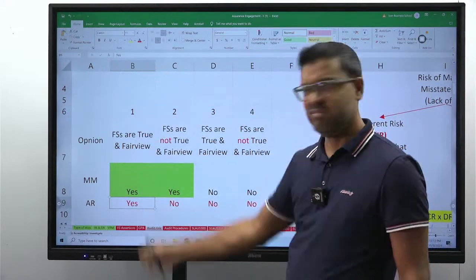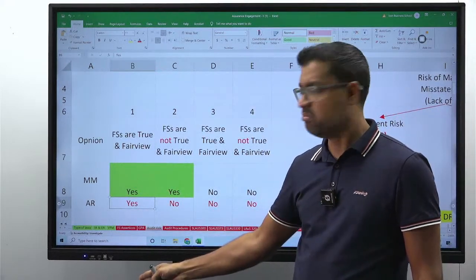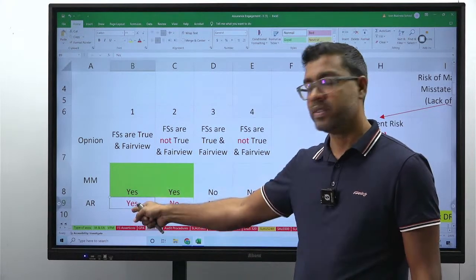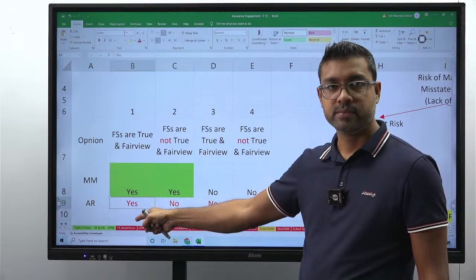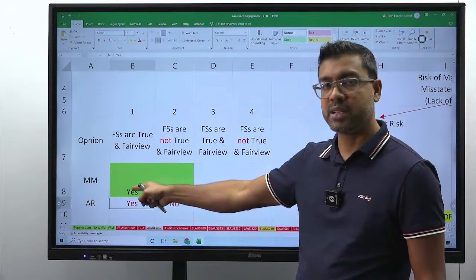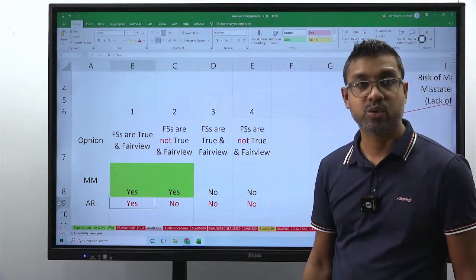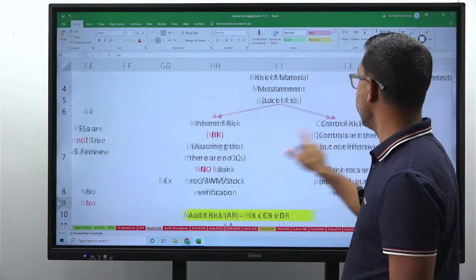Here, something is wrong with the auditor. That's why there's a risk to the auditor. When financial statements are with material misstatement, you are still saying financial statements are true and fair view. Okay, coming back to this.